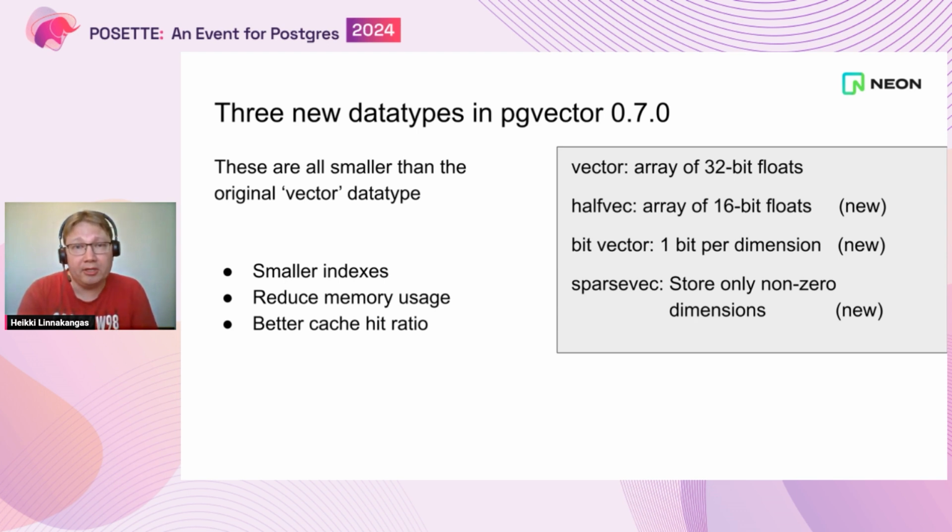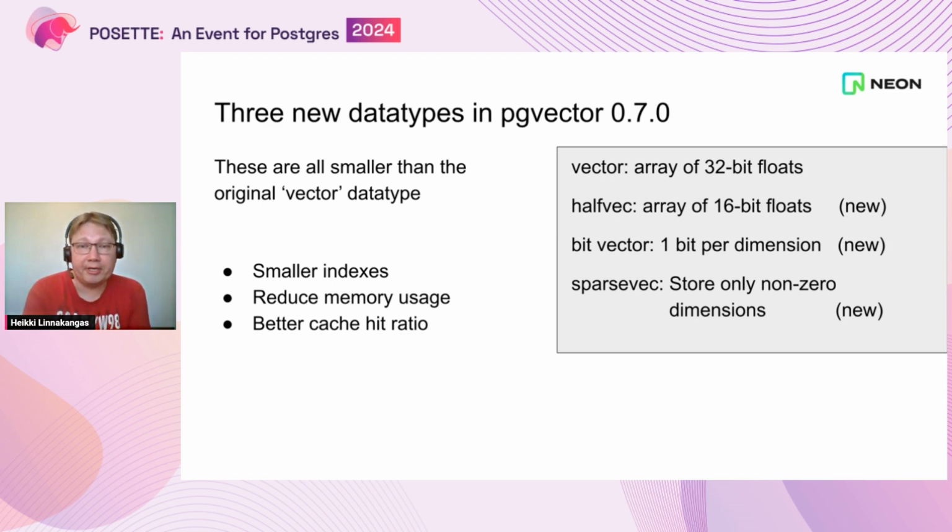So the new data types in 0.7.0 are halfvec, which is basically an array of 16-bit floats, where the traditional vector data type is an array of 32-bit floats. So you lose some of the precision in all of the dimensions, but it makes the data a lot smaller, like half as big, basically. That allows you, roughly speaking, to deal with twice as large indexes with the same amount of RAM.